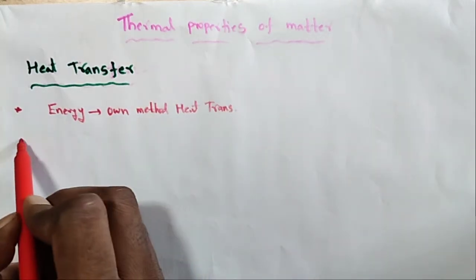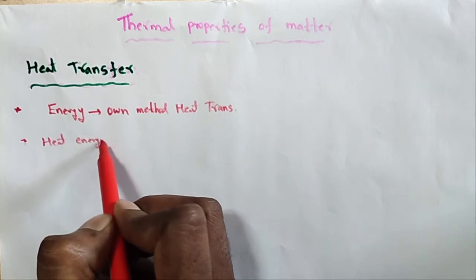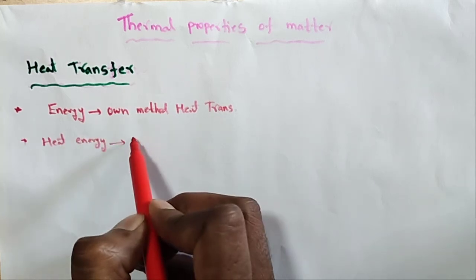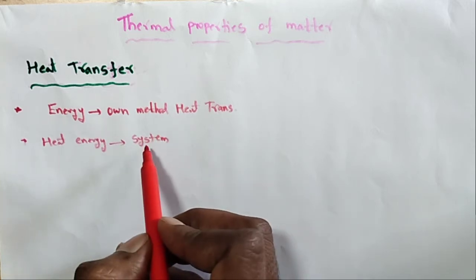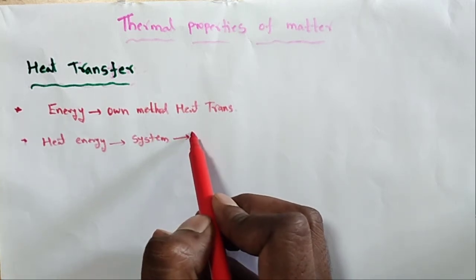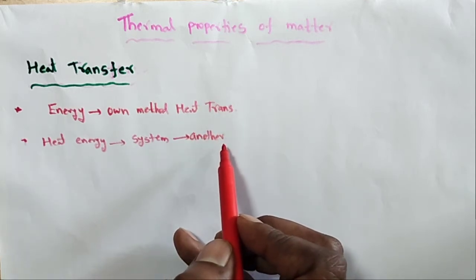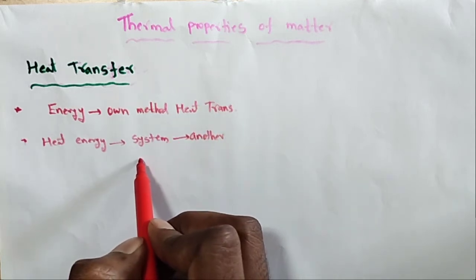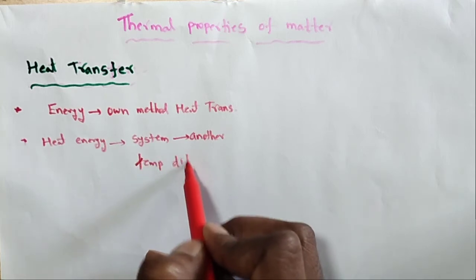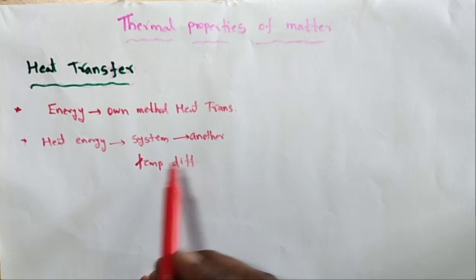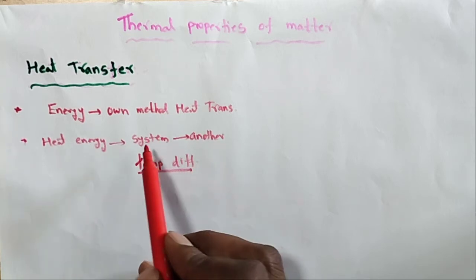Heat energy is transported from one system to another system, or from one form to another form, arising due to a temperature difference. Heat always flows due to different temperatures. Heat is energy.